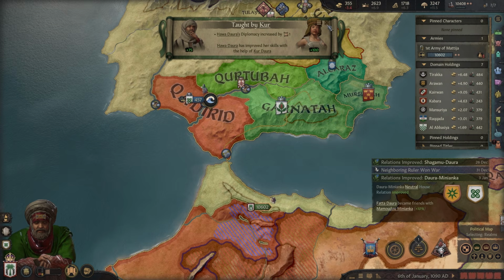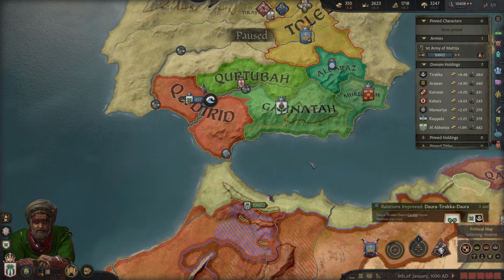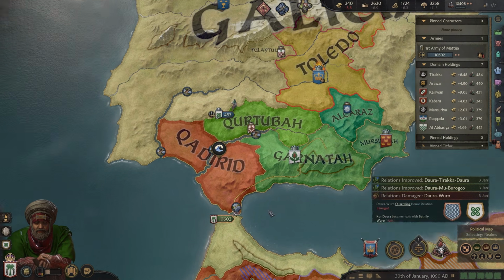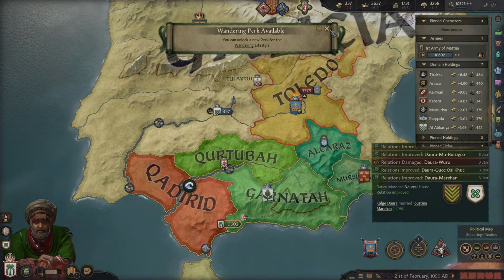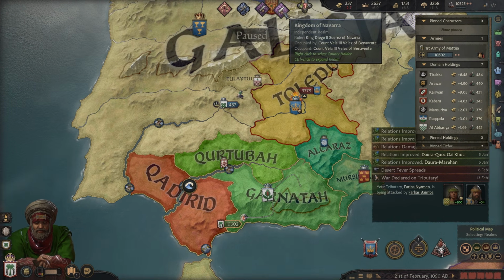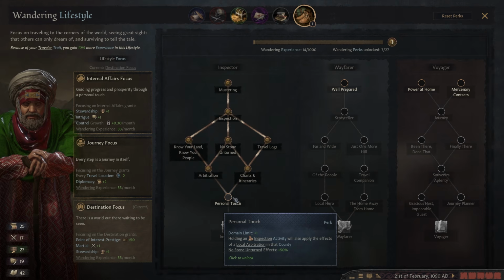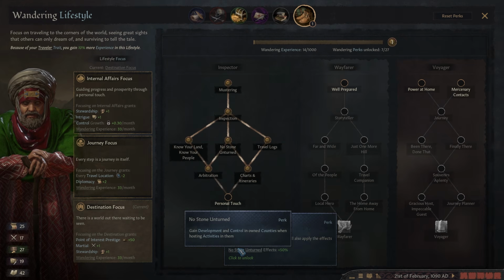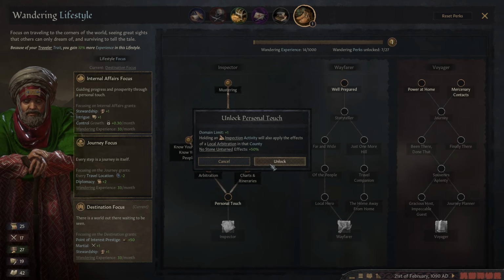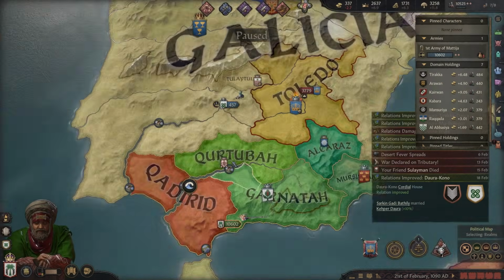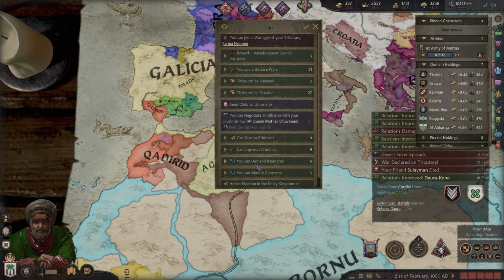Right. Another courtier. Clear those out. Let's go. Wandering perk. I'll take personal touch. Increases my domain limit. Holding inspection will also apply the effects of local arbitration, and no stone unturned gets a 50% bonus. Then we can get inspector after this, and then switch.